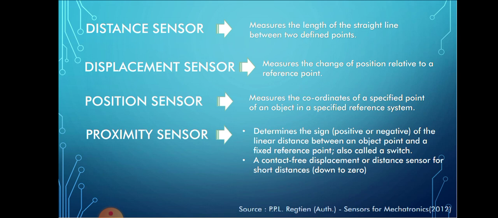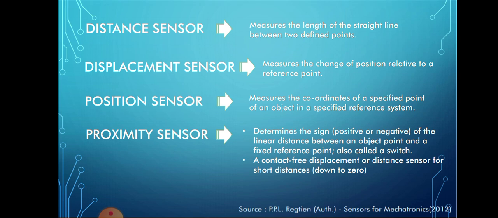Then distance sensors measure the length of the straight line between two defined points. Displacement sensors measure the change of position of the device relative to a reference point. Position means the coordinates of a special point of an object in a specified reference system. Means some position of a particular device is fixed, and if there is a change in position, that will be sensed by the position sensor, right?